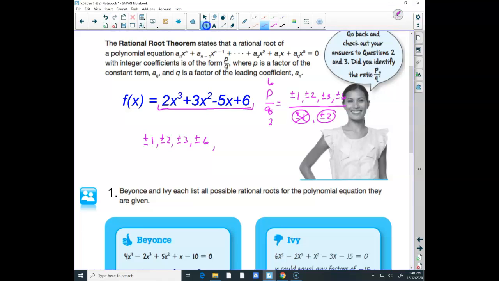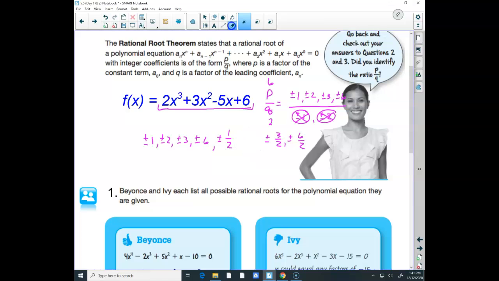I don't want to repeat things, but I'm going to say plus or minus 1 over 2, plus or minus 2 over 2, plus or minus 3 over 2, plus or minus 6 over 2. And I make a fraction, and there's no more left out of my P's and Q's there. Then I want to eliminate any repeated factors, because what is 2 over 2 plus or minus 1? This one is already in my list, so there's no reason to list it again. So I'm going to get rid of that one.